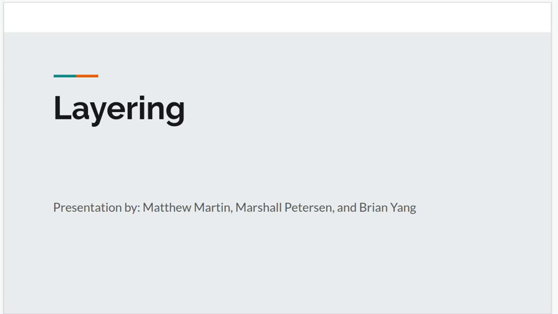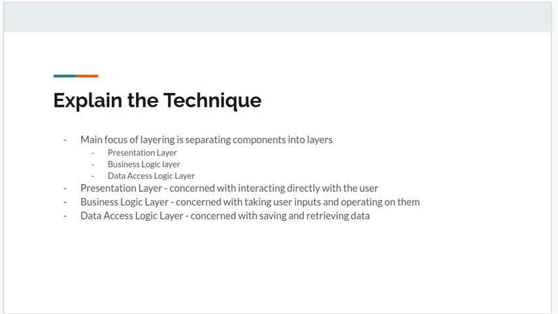This separating of components makes change management very easy, as you need to change the software later on. The three layers are the presentation layer, the business logic layer, and the data access logic layer. The presentation layer is concerned with interacting directly with the user. These are your user interfaces.